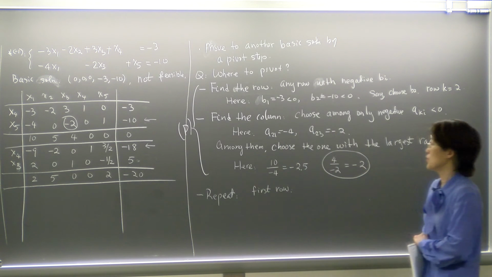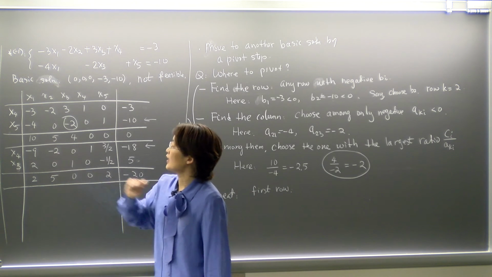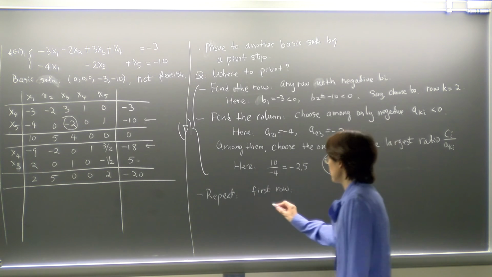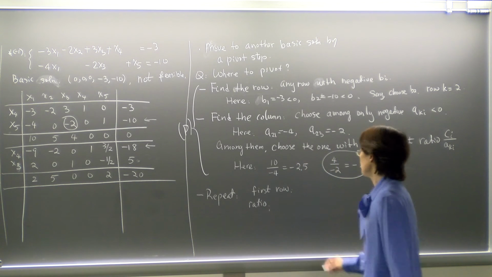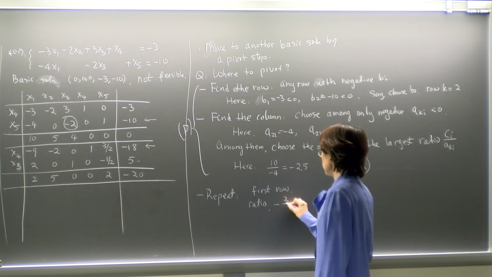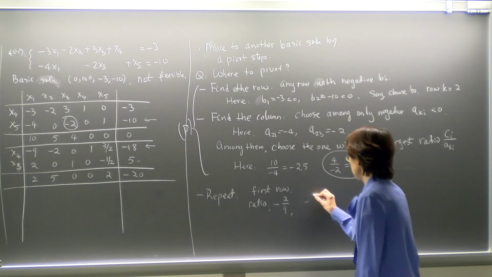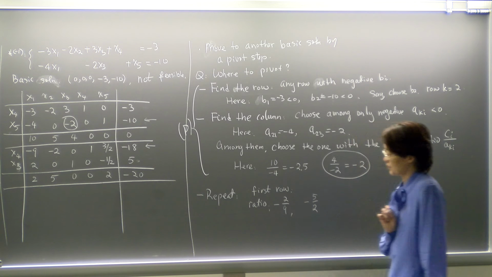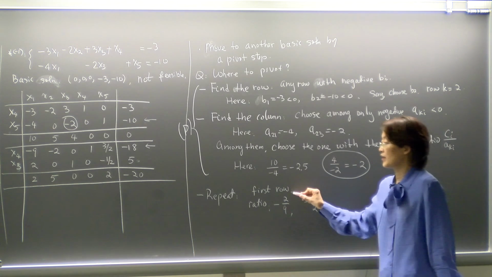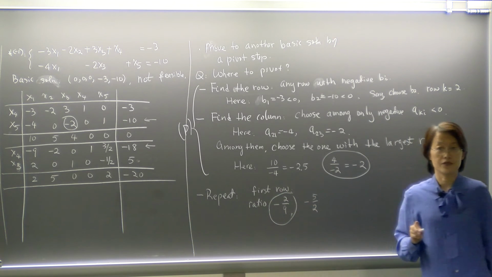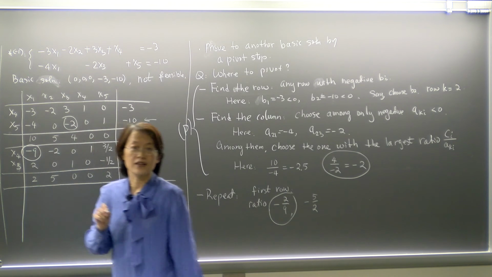Then I need to choose which column. I see I have two candidates, -9 and -2. Let me compute the ratios. For -9, I get -2/9, and the other one is -5/2. Which one is bigger? The first one is bigger, it's less negative, so you're going to pivot right here.